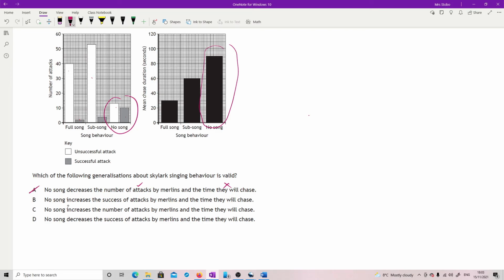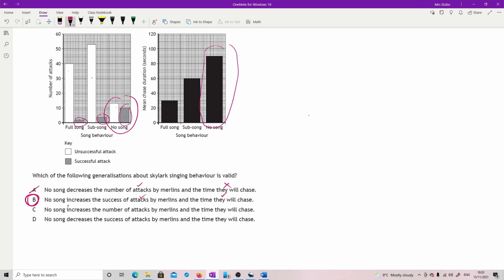Okay, no song increases the success of attacks and the time they will chase. So here we go. Here's our successful attacks: full song, sub song, no song. Yep, I agree with that one. And the time they will chase. Yes, we agree, because that one is big. Just to check the other two.